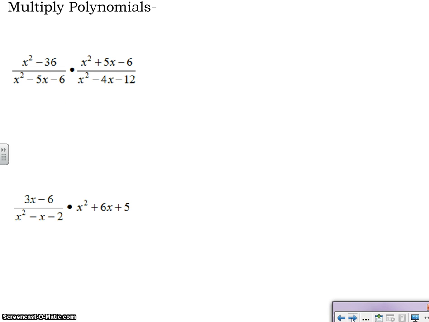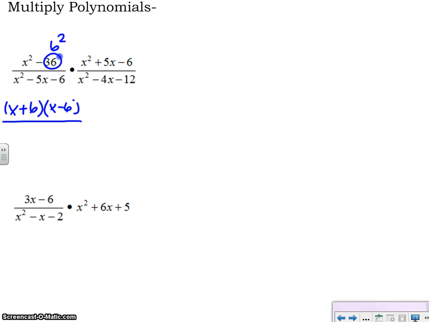Let's go ahead and talk about multiplying polynomials. When we multiply polynomials, if you look at these first two problems, if you want to FOIL straight across, you can, but you're nuts, because then you're going to have to factor that. So what we're going to first do is factor everything that we can from the two fractions. When we have x squared minus 36, since we have a difference of perfect squares, that's going to factor to x plus 6 times x minus 6.